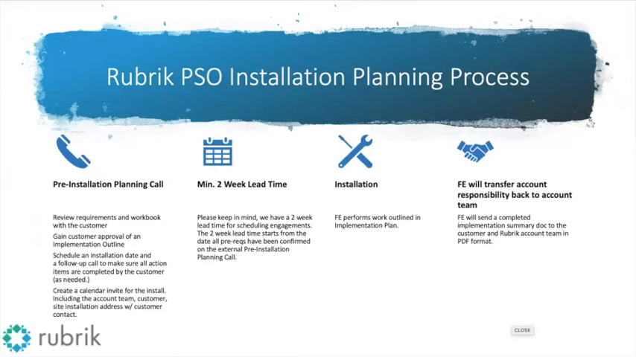The assigned Rubrik field engineer will then go on site to deliver the agreed upon implementation plan. Once the install has been completed, the Rubrik FE will then deliver an implementation summary outlining the work completed and any next steps. At this point, the account responsibility will be transferred back to the account team and support. And just an FYI, this process is also outlined on the FE wiki page.